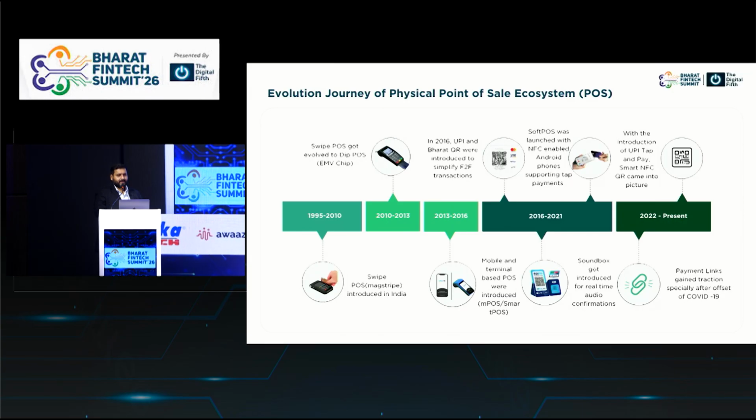So the journey has evolved so much. Starting from the basic fixed devices, then chip devices with EMV were introduced, and then we had mobile terminal-based POS. Soft POS is a new entrant, and now UPI tap and pay options are also enabled. These are the devices that have been put at the merchant location. With your mobile app like GPay, you can just tap and pay using UPI as well.